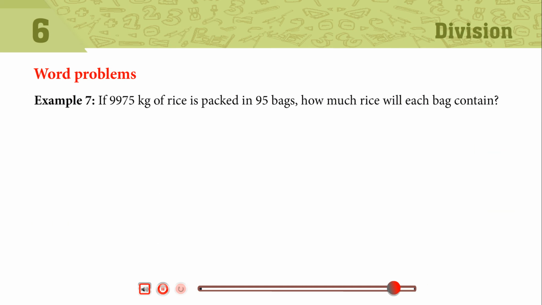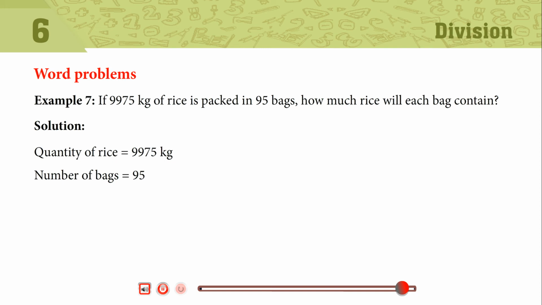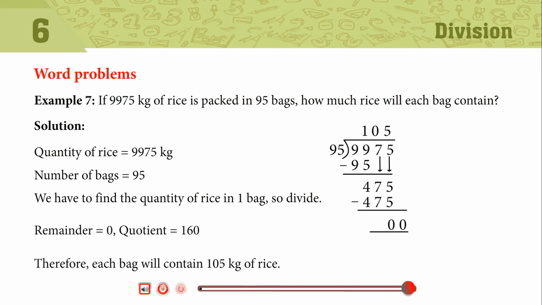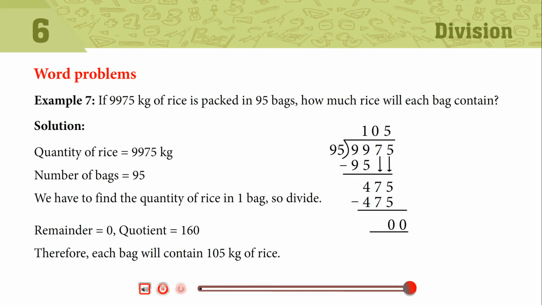Example 7. If 9,975 kg of rice is packed in 95 bags, how much rice will each bag contain? Solution. Quantity of rice is equal to 9,975 kg. Number of bags is equal to 95. We have to find the quantity of rice in one bag. So, divide. Remainder is equal to 0. Quotient is equal to 105. Therefore, each bag will contain 105 kg of rice.